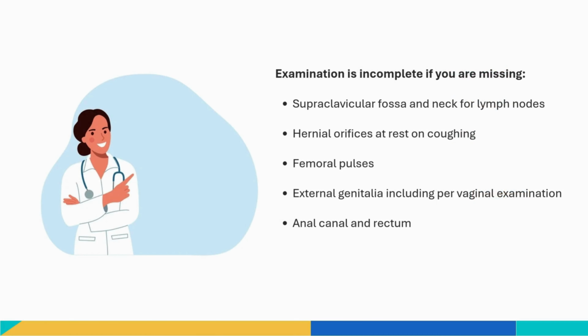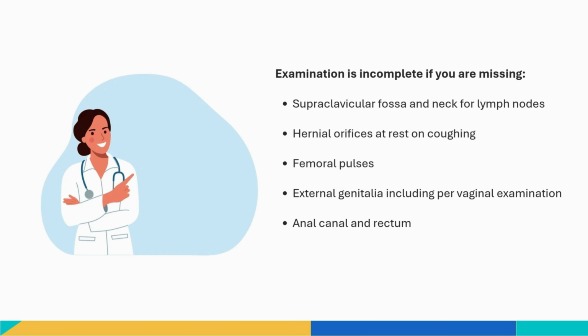Your examination is incomplete if you don't check beyond the abdomen. Palpate the supraclavicular fossa and neck for enlarged lymph nodes. Examine the hernial orifices. Check for femoral pulses and inspect the external genitalia. A rectal or vaginal examination is essential when indicated.